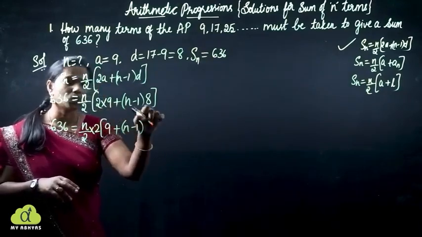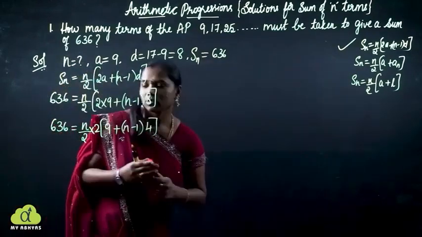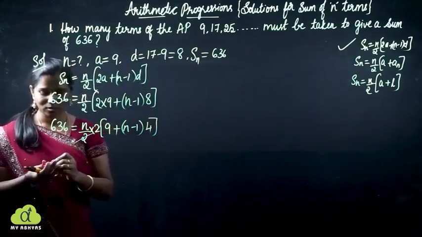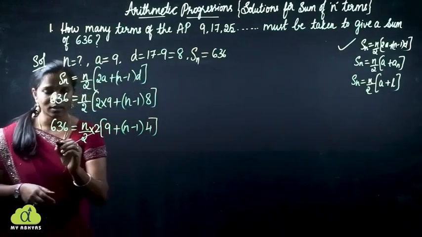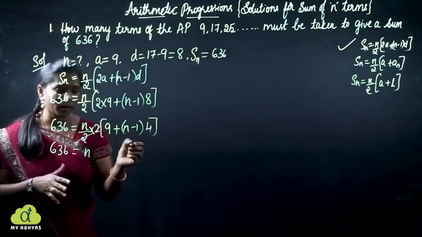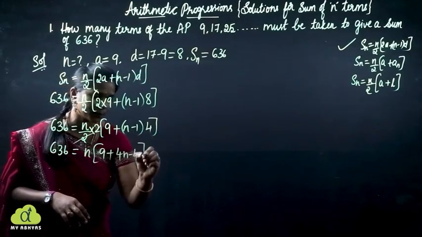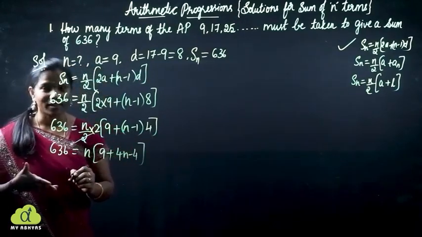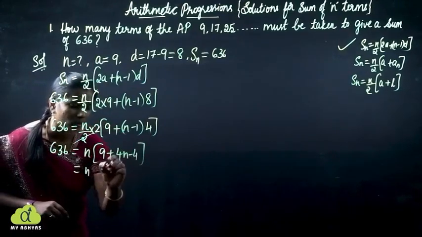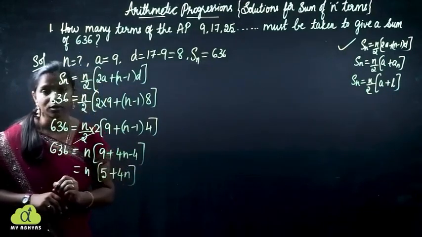Check it. 2 4s are 8, so just write your 4. So what is the purpose of taking 2 common? Just to cancel it. Now, 636 as it is, which is equal to n, write the remaining terms as it is: 9 plus 4n minus 4. Now you have started the next step, so go ahead. It is n. Now what is 9 minus 4? It is 5 plus 4n within the bracket.